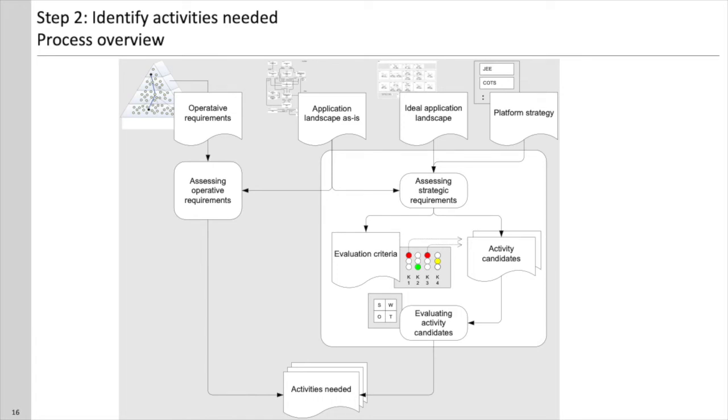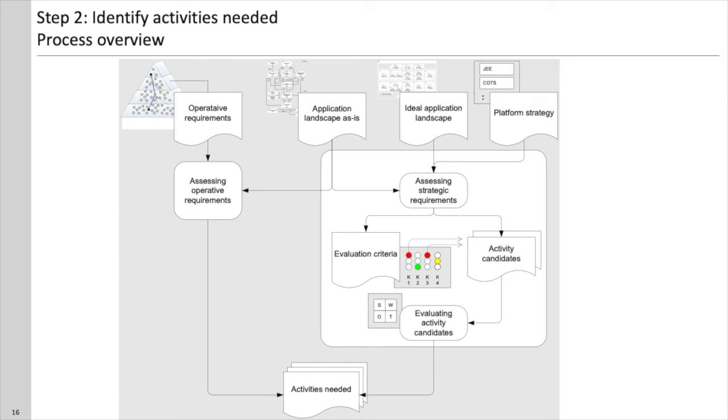And we can do this systematically again, and this is described on that slide. The slide says that there are operative requirements and strategic requirements. We take the application landscape as-is, look at the operative requirements hierarchy and find out what there is to do. That's one part of the set of activities needed.